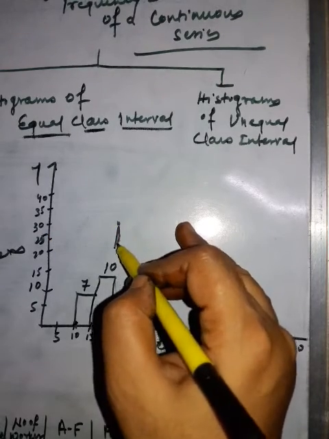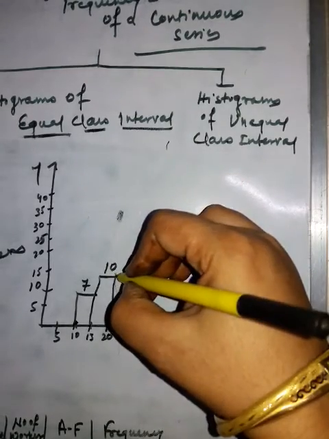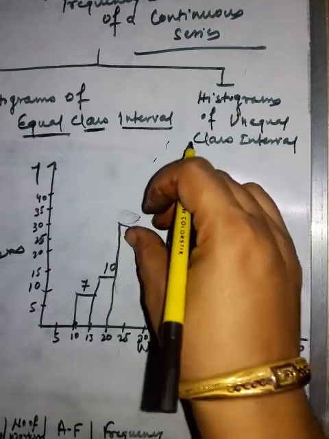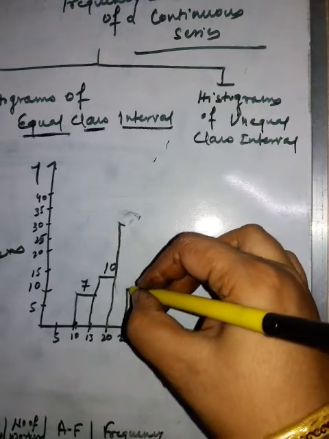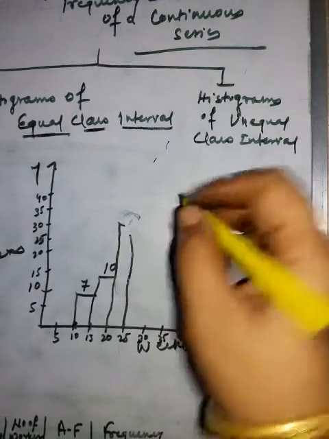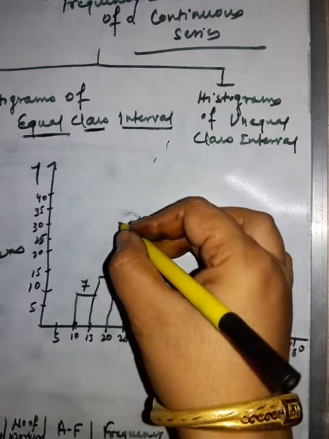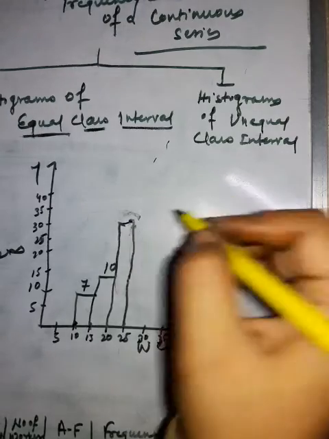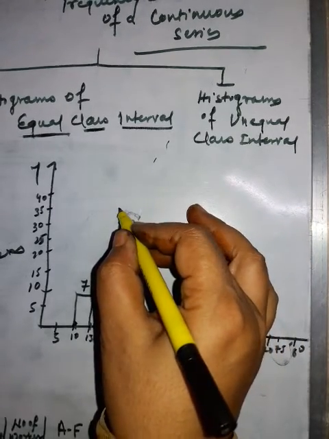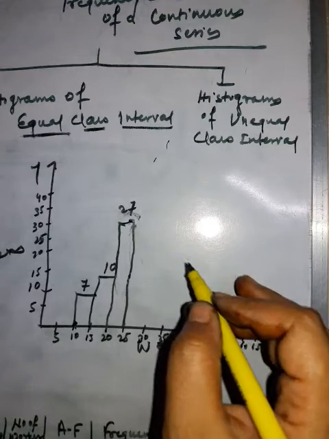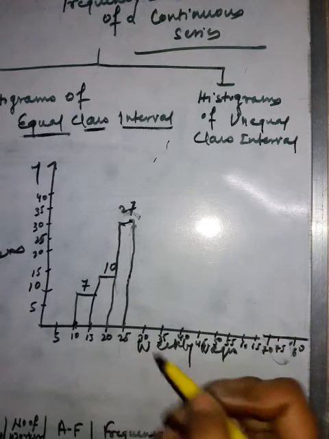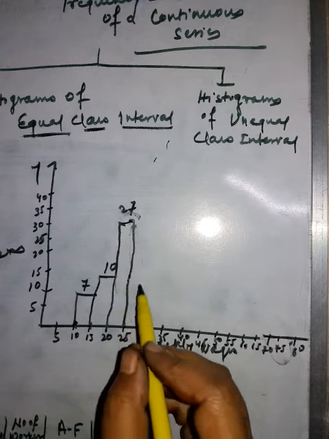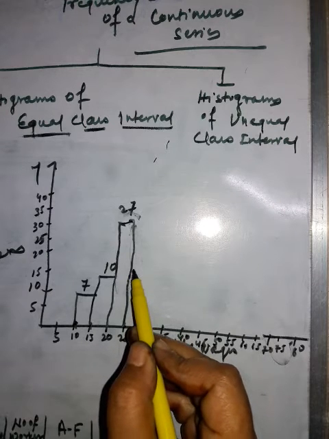That should be a straight line, but I am drawing it freehand, so it doesn't show a straight line. You should draw it with the help of a scale. You shouldn't draw with freehand. That should be a straight line, so use a scale. Okay, 27, then 25 to 30 is 15. The frequency density is 15, so here is 15.